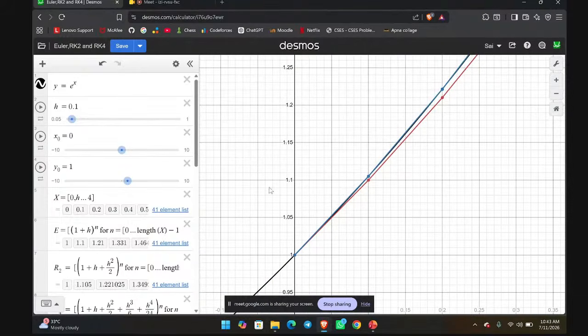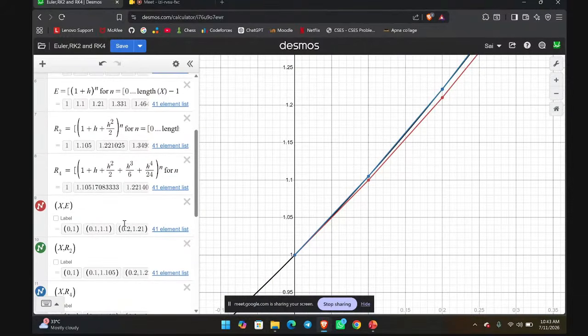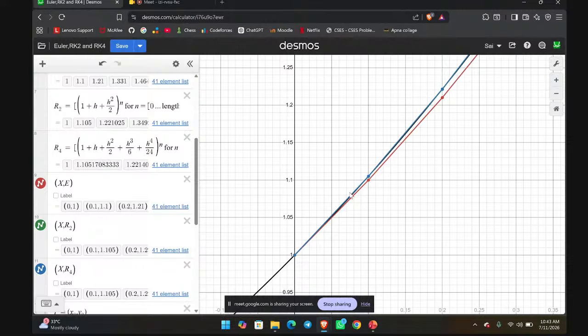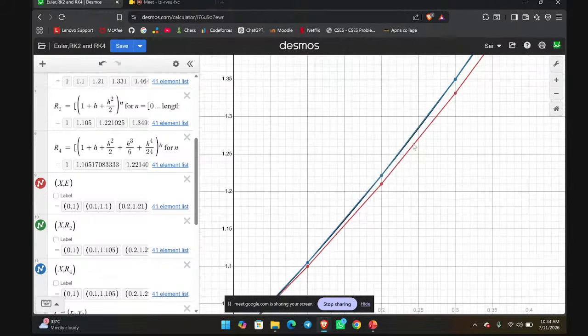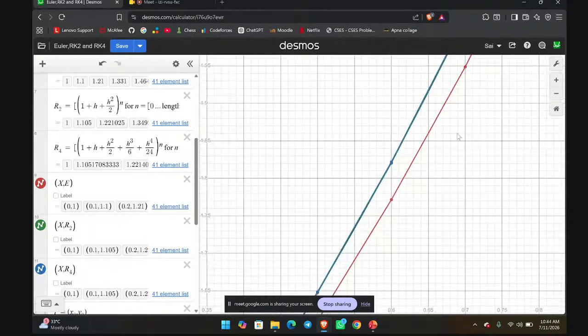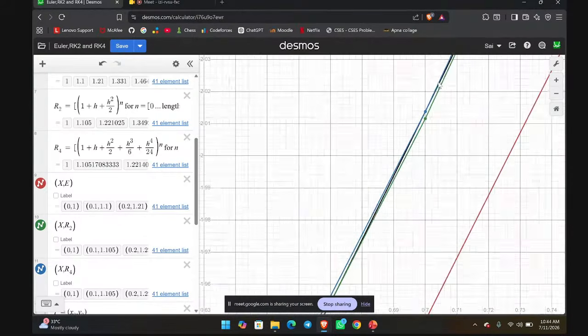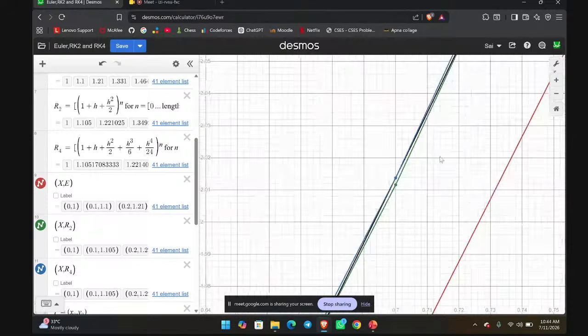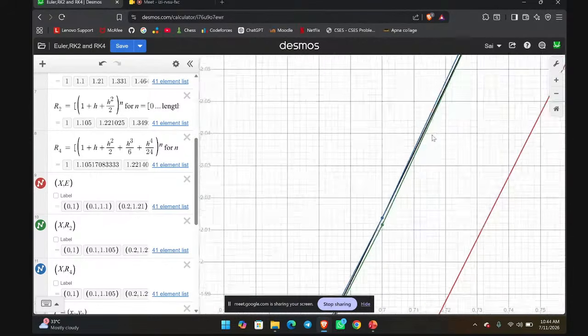As you can see, this red method, your Euler's method, diverges from the original curve. Here, the original curve, the blue curve, and the green curve, RK2 and RK4, are superimposed at the starting points. Means they are very much accurate for the starting points 1, 2. But the Euler's method diverges from the starting itself. As you can see, the gap between the curves increases. Red one is the Euler's, and this blue green superimposed is RK2, RK4, and the original curve.